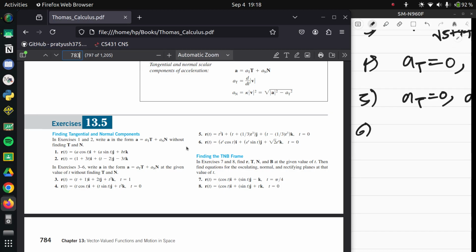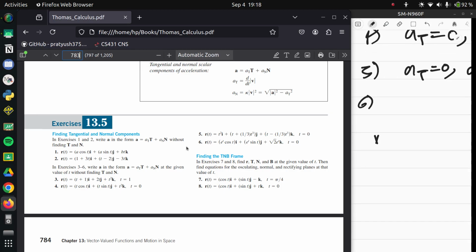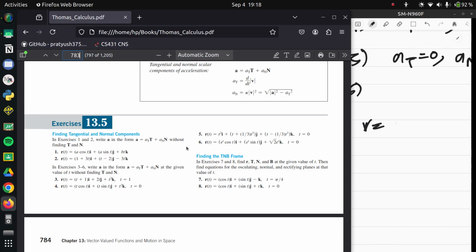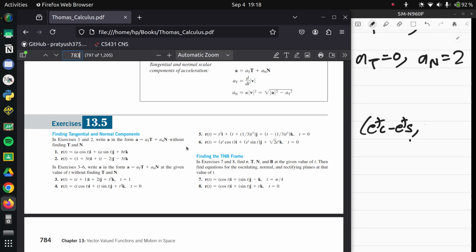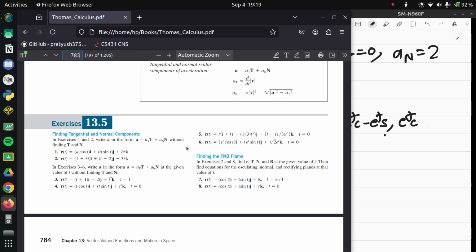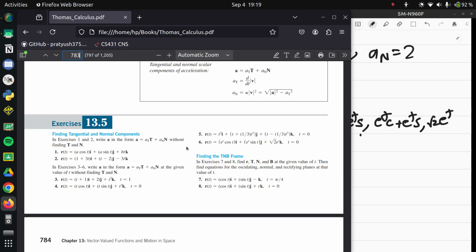Sure, the next thing, sixth is r of t is this stuff. Once again, what's the velocity? The velocity is just, no, it's gonna be some, never mind, just do it. So it's e power t cosine, then minus e power t sine, e power t cosine, e power t sine, comma, well, so this thing is just square root of 2 e power t once again.